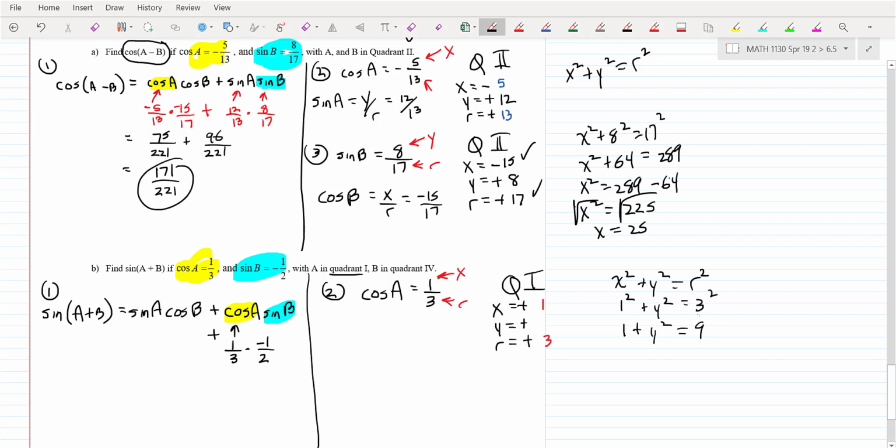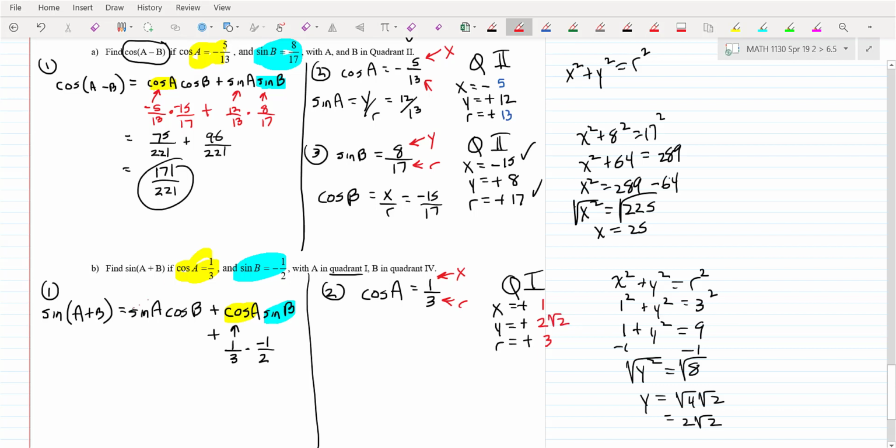You can subtract 1 from both sides, and you can do some of this in your head. So that's y squared equals 8. Square root both sides, and you would want to break that up into root 4 times 2, so you'd want to simplify that to 2 root 2. So you would end up getting 2 root 2 would be what y is.